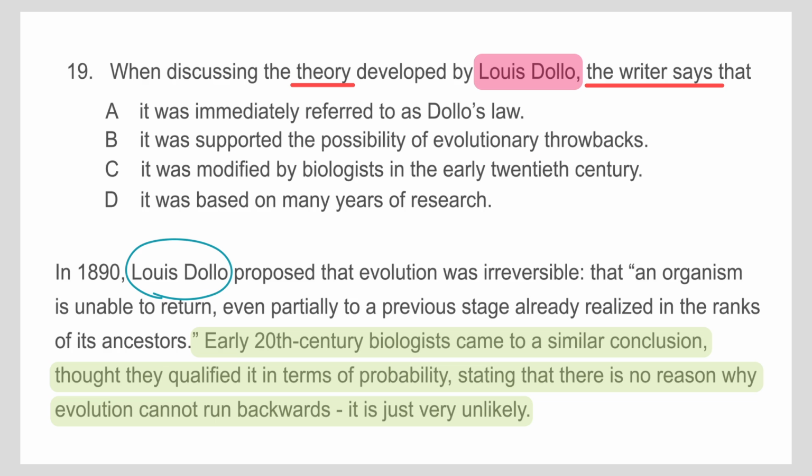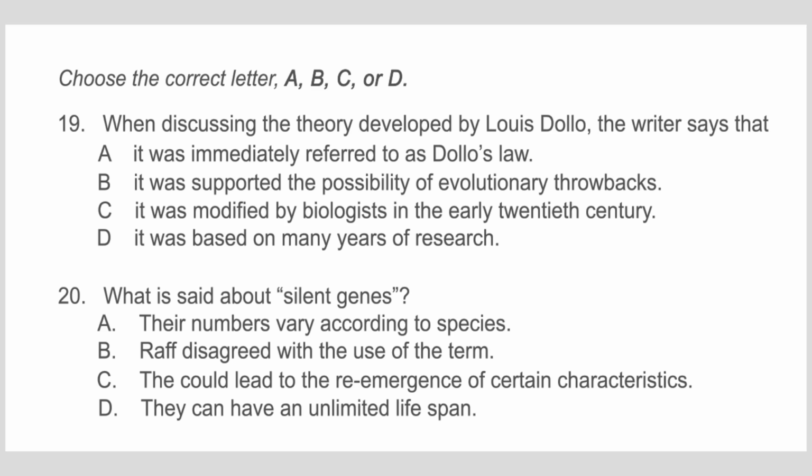As you can see here in our C, it was modified. Modified is a synonym for qualified. So in the text we had, early 20th century biologists came to a similar conclusion, though they qualified it. It means that they modified. So it was modified by biologists in the early 20th century. And again, we have early 20th century in the text too. So the answer for this question is C. That was pretty easy, right? Pretty easy. Now let's turn to our question number 20.